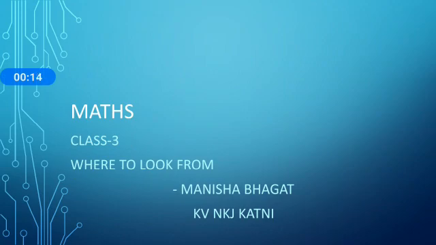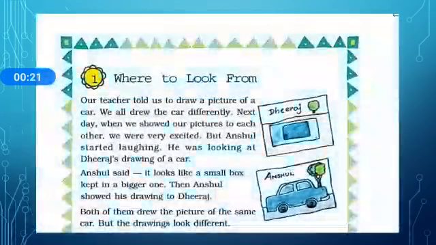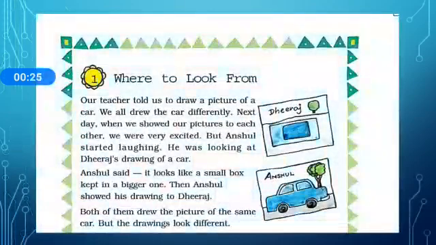Today we will learn your math book's chapter 1, Where to Look From. So children, today we are going to study chapter 1, Where to Look From. This chapter is all about views, patterns and mirror halves. Let us start the chapter.